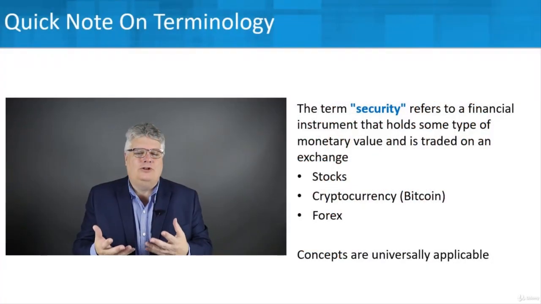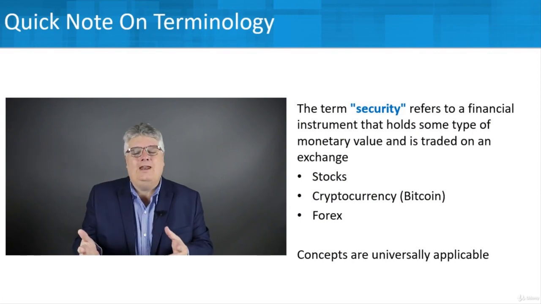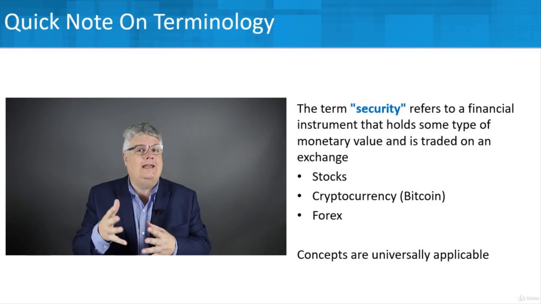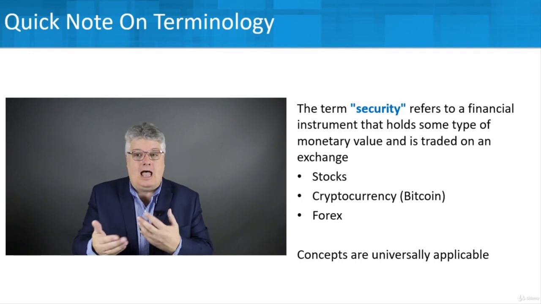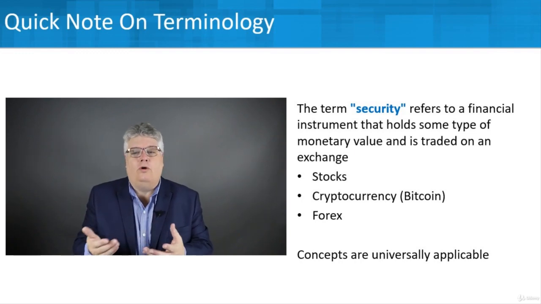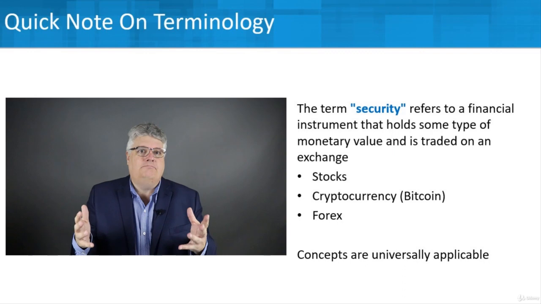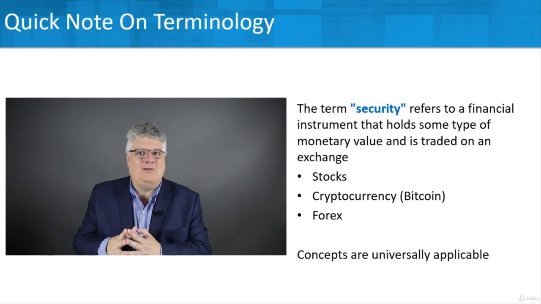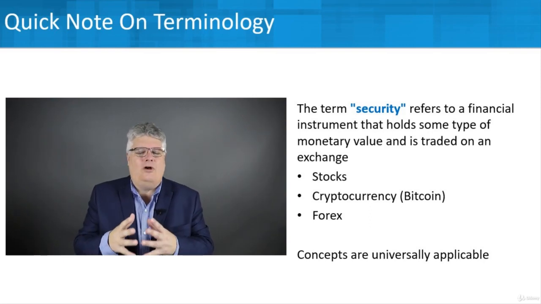On a quick note on terminology, I'll use the term security because that'll refer to really any financial instrument that holds some type of monetary value and is traded on an exchange. Examples of securities under this definition are stocks, cryptocurrency like Bitcoin and others like Ethereum, or foreign exchange currency trading, the Forex market, because these concepts are universally applicable no matter what you're looking at. Now, governments may debate, especially around things like Bitcoin, whether that is a security or not, but for our purposes, all these things definitely are.